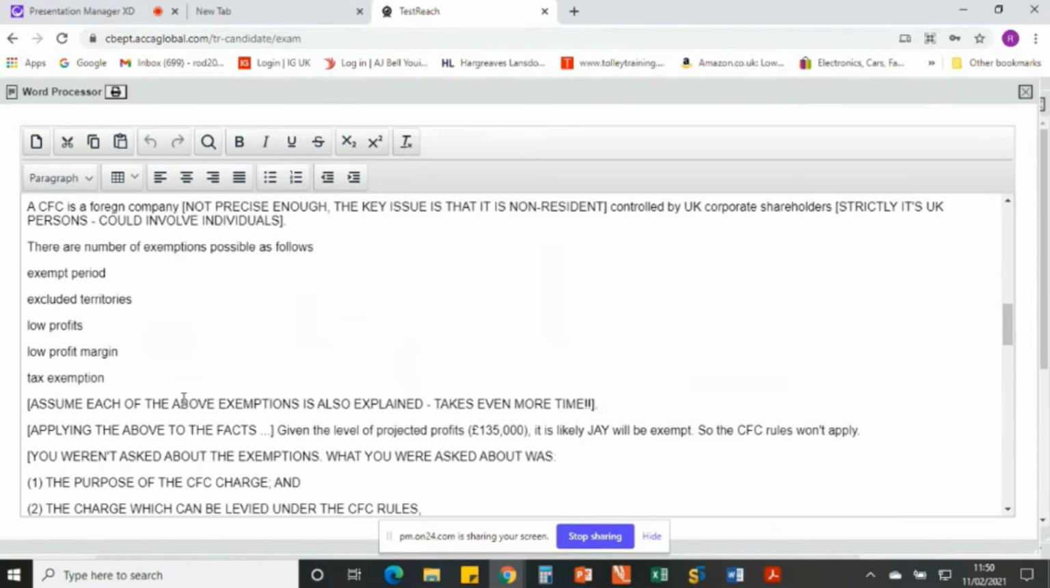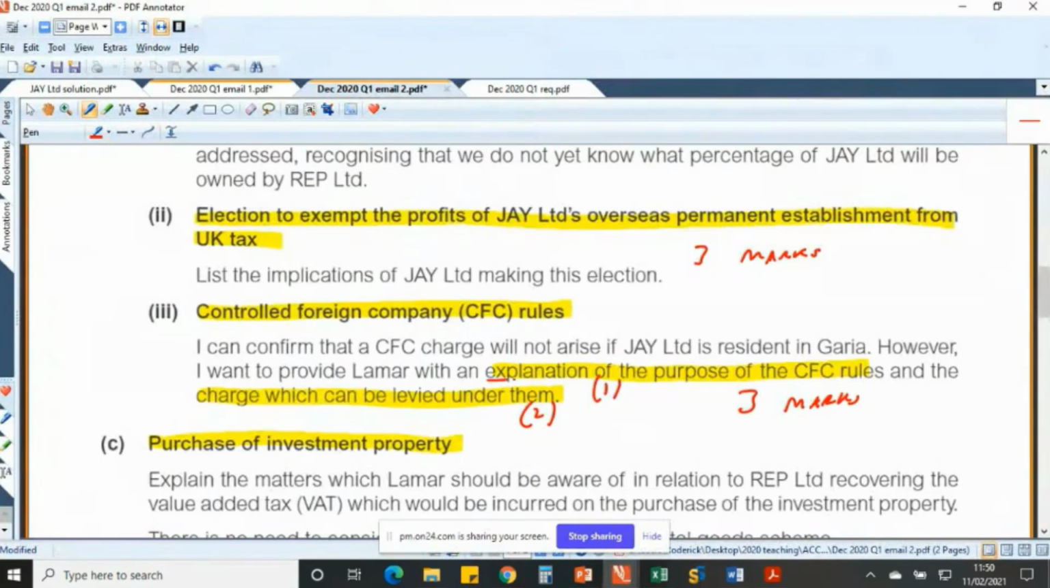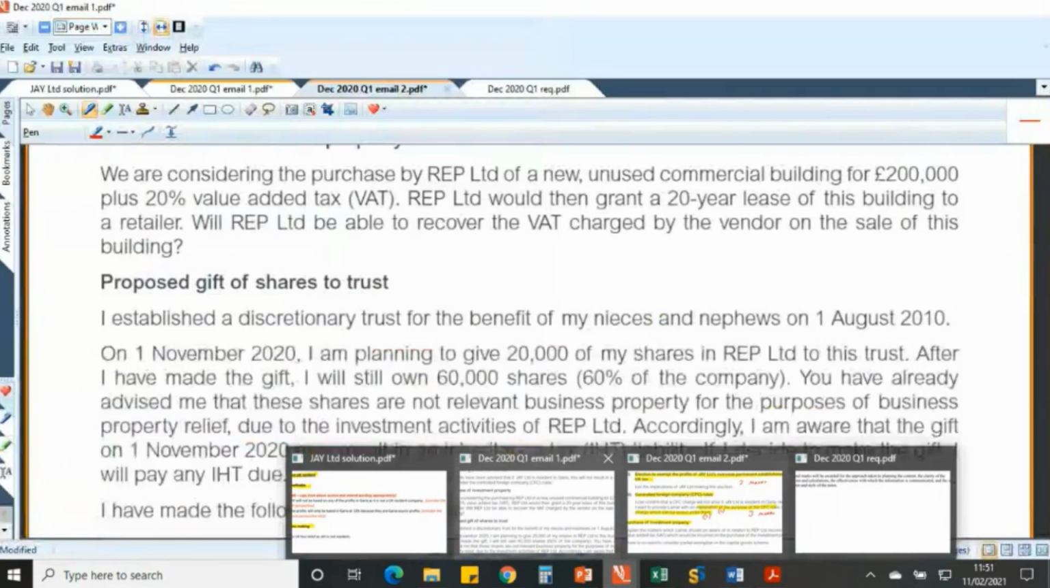Okay, what you were asked about was the purpose of the CFC charge and the charge which can be levied under the CFC rules. Let me just go back to that just to reinforce that. Okay, you were asked for, there it is, an explanation of the purpose of the CFC rules and the charge which can be levied under them. So you need to really pick up on that when you're reading the question carefully and only write about that. If you do that, you'll get the 3 marks.